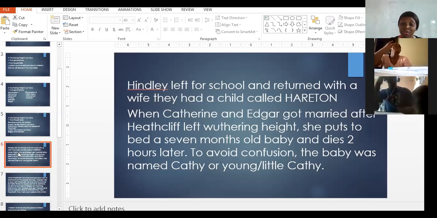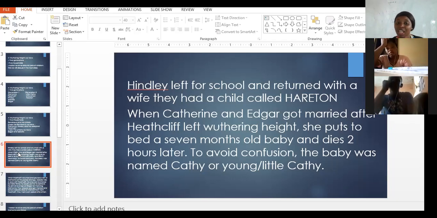Because he was from a very respected family. Now, when she was discussing with Nellie Dean, Heathcliff overheard their conversation, and because of this, he left Wuthering Heights. Now, Catherine and Edgar got married. And what happened? After Heathcliff left Wuthering Heights, she puts to bed a 7-month-old baby and dies 2 hours later.